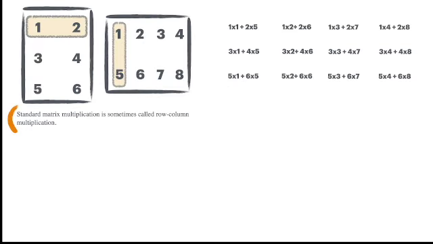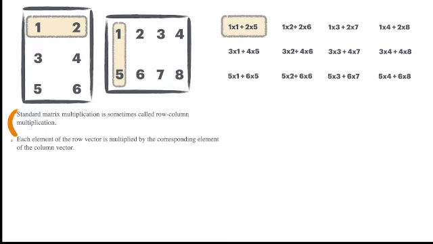First, we'll explore the fundamental rules that guide how matrix multiplication works. In standard matrix multiplication, also called row by column multiplication, each element of the row vector is multiplied with the corresponding element in the column vector. Then summing the products will give you the value in the first row and first column in the resulting matrix.